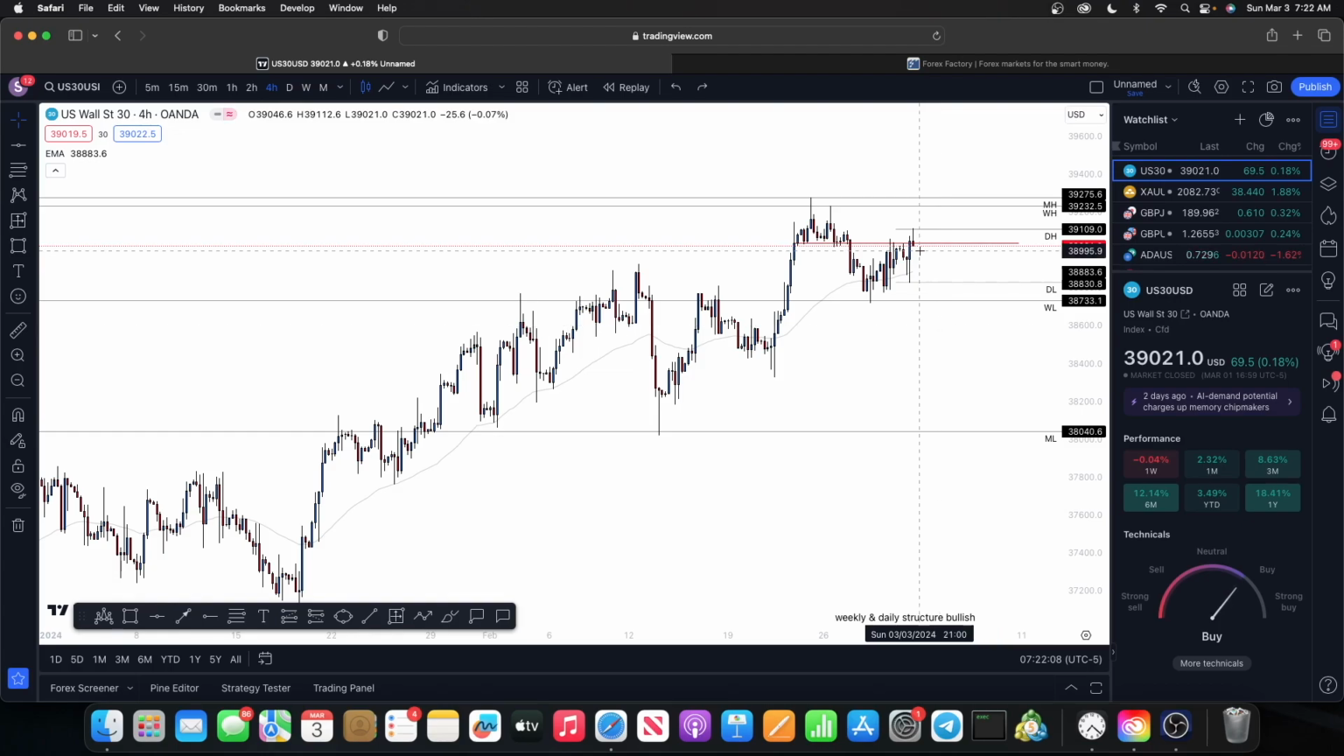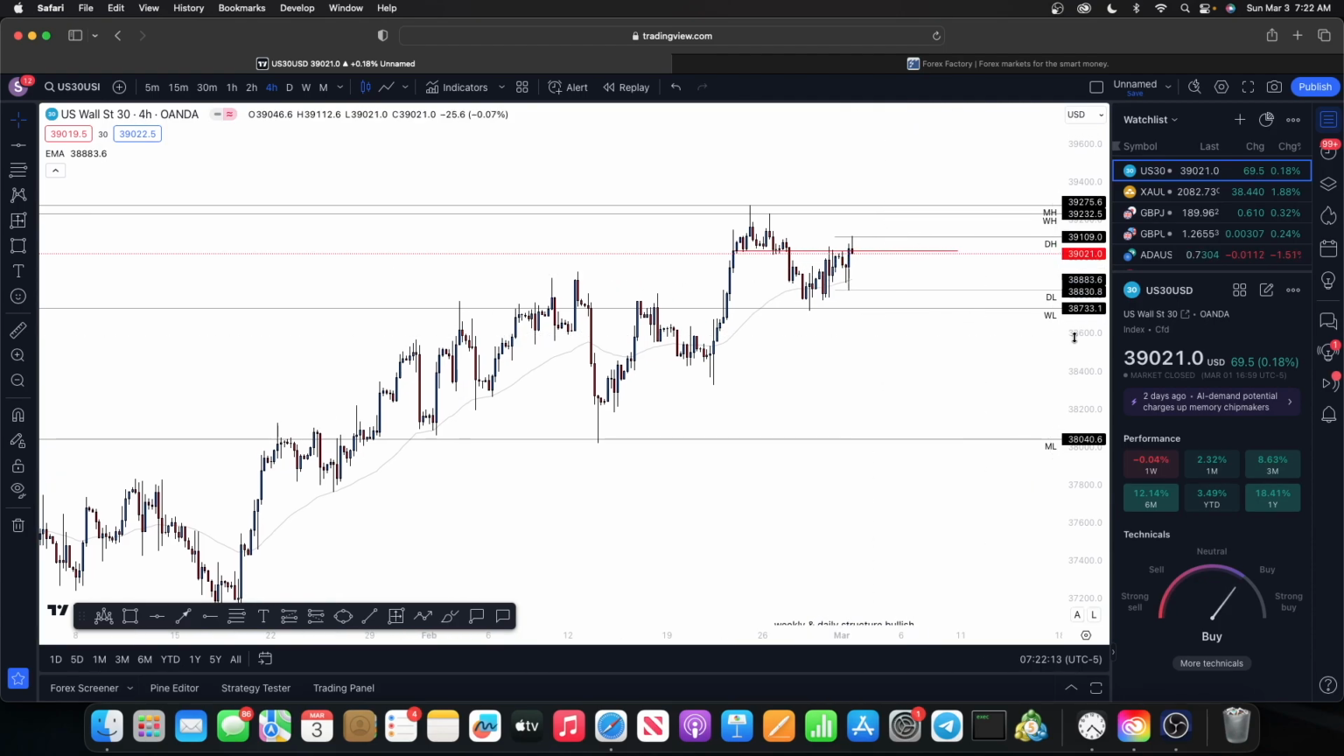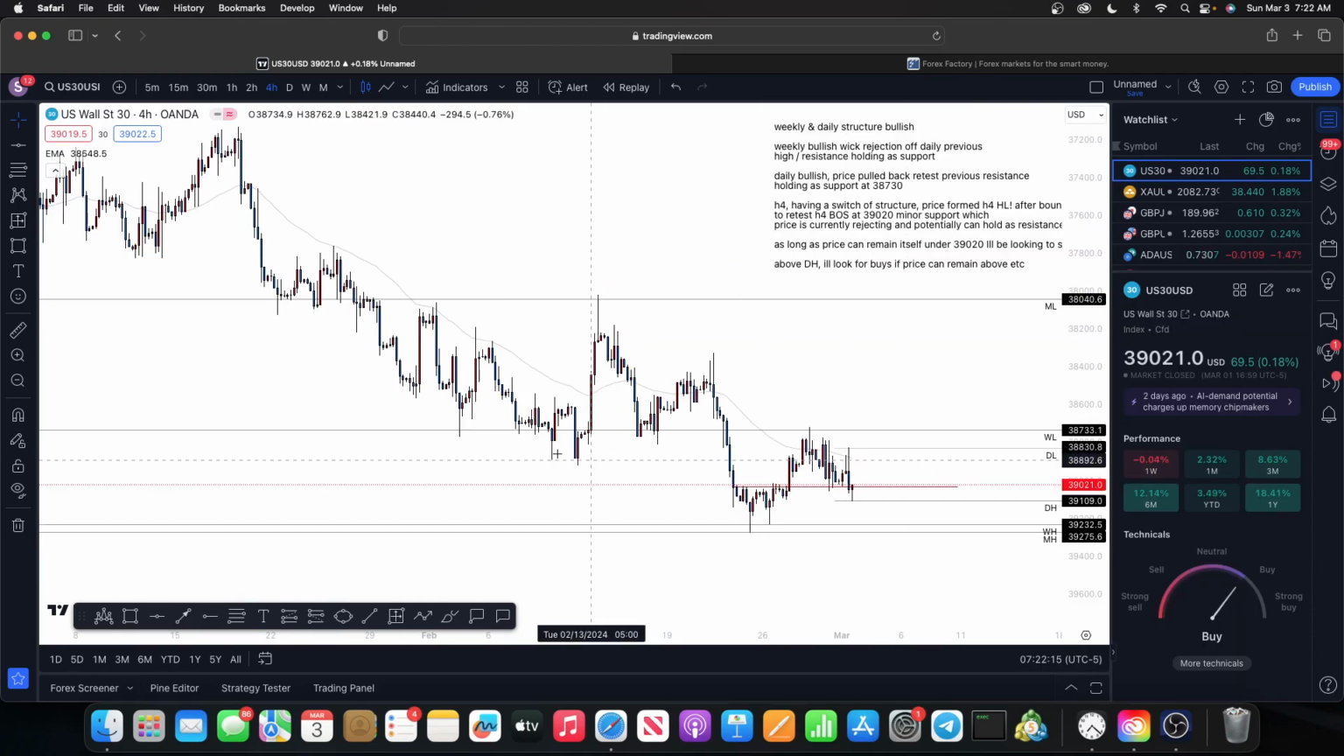So like I said, right, we're looking for sales as long as price can remain itself under, since we already created that H4 higher lows, right? So pretty much if we invert this, we're literally looking for the same exact setup that happened here, same exact setup that happened over here.